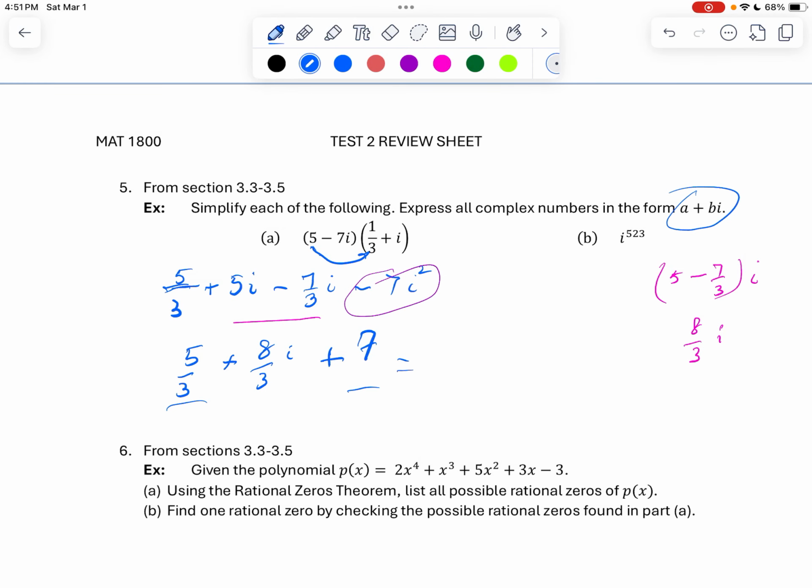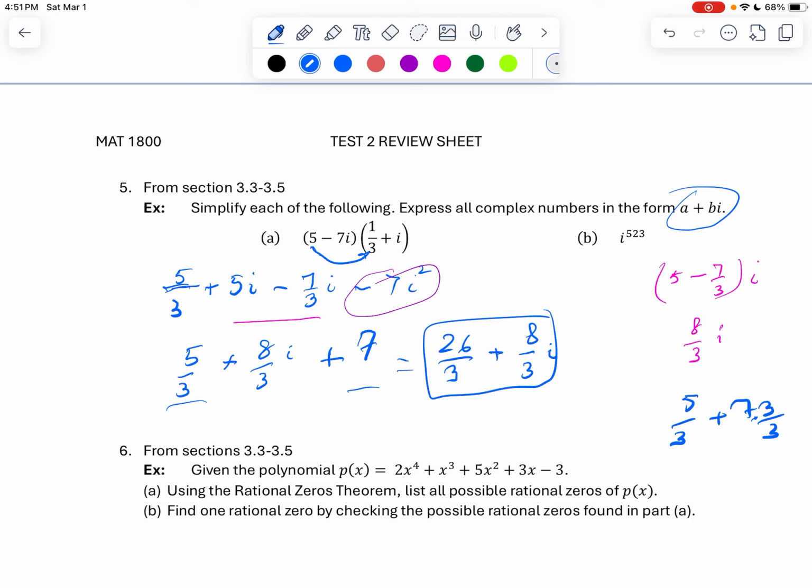So what is 5/3 plus 7? So you can see we multiply 7 by 3 and divide by 3. So you get 7 into 3 is 21, 21 plus 5, 26. So we end up getting 26/3 plus 8/3 I. So that is the answer for the first part. What about the second part?